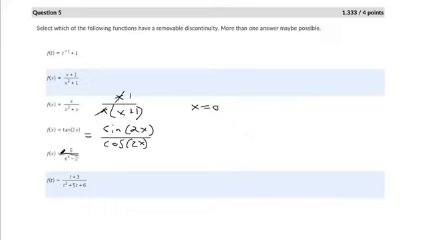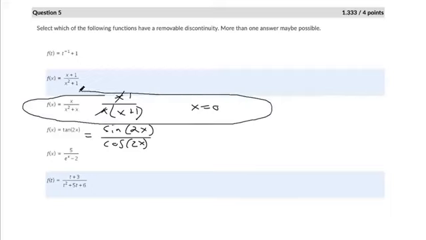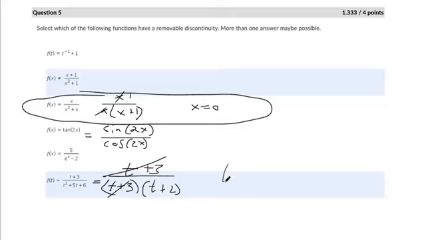Here, you could certainly find an x that would make this have a divide by 0 error, but it's not a removable discontinuity for the same reason as this one up here, because you're not canceling out after factoring. So right now, all we have is this one as a removable discontinuity. Down here, let's try to factor the bottom. Let's see, two numbers that multiply to be 6 but add to be 5. So how about t plus 3, t plus 2? I factor the bottom. The top and the bottom can cancel out, so t equals negative 3 would be a removable discontinuity here.